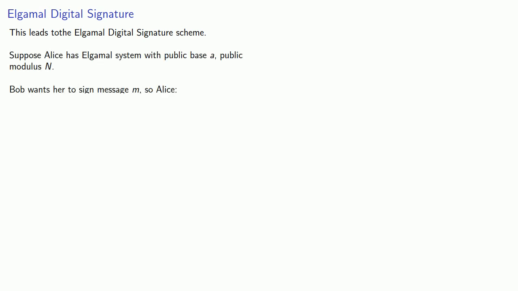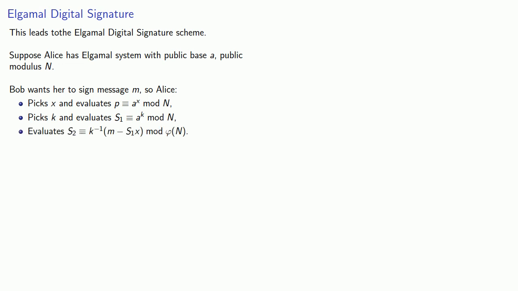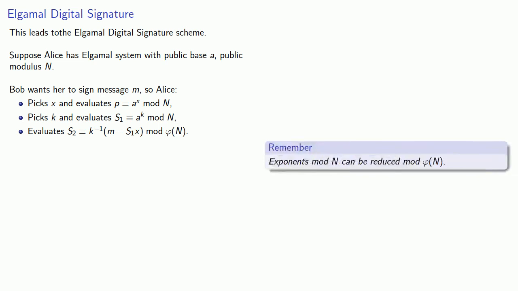Alice has an Elgamal system with public base A, public modulus N, and Bob wants her to sign message M. So Alice picks X and evaluates P congruent to A to the power X mod N, which is her half key for communication with Bob. Alice also picks a new K and evaluates S1 congruent to A to the power K mod N. Alice then evaluates S2 congruent to K inverse times M minus S1x mod phi of N. And this has to be mod phi of N, because if you look at where S2 shows up, it's an exponent mod N. And remember, exponents mod N can be reduced mod phi of N. And so for document M, with encryption half key P, her signed document is going to be S1, S2.